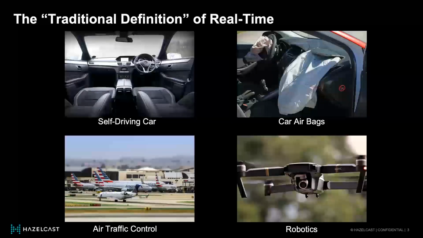And so if we think about the traditional definition of real time, or maybe even the scientific definition of real time, often it has to do with meeting a commitment for a given time requirement. And so oftentimes that means very low latency. And if you look at the examples here, whether it's driving a car or airbag deployment, air traffic control, or even controlling robotics, all of those things require almost instantaneous action to some event.